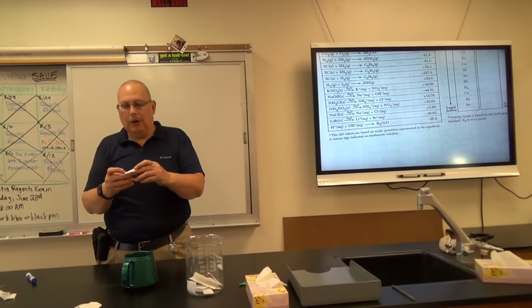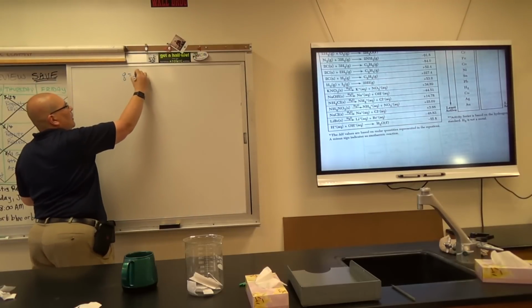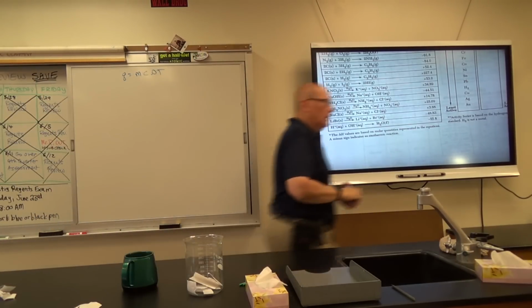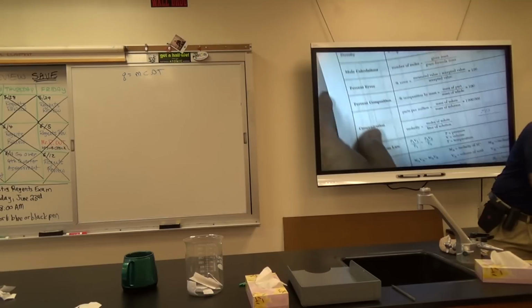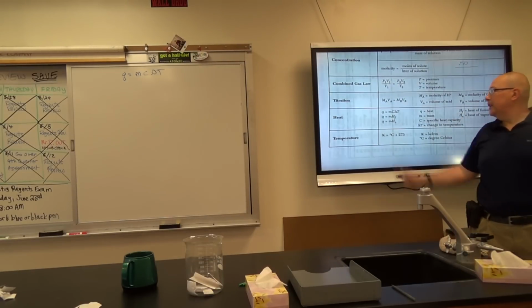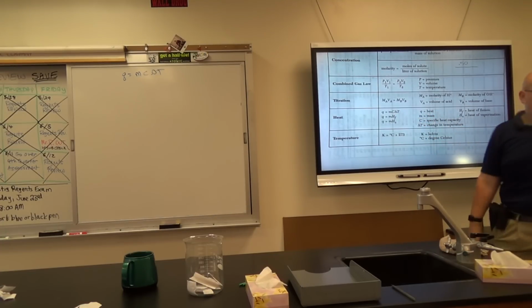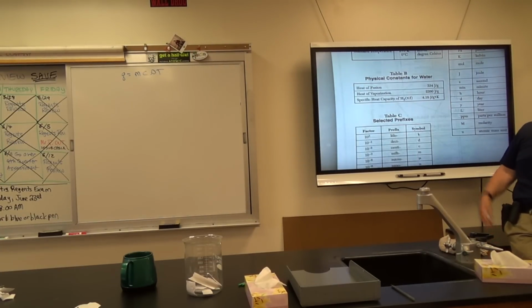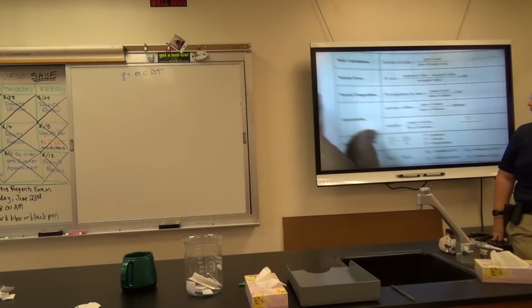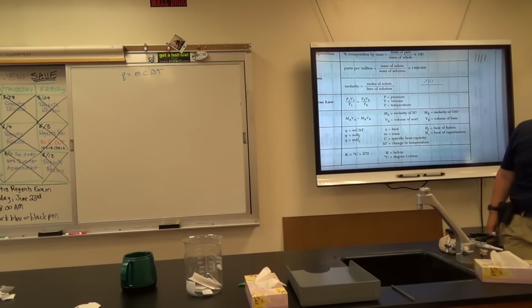Can you review the math problems Q equals MC delta T? So if we take a look at reference table T, you'll notice under heat they give us the equation where Q is heat, M is the mass of water that you're heating up in the calorimeter, C is the specific heat capacity of that water, which is always 4.18 joules per gram Kelvin or degrees Celsius, doesn't matter which one you use. And delta T represents the change in temperature.